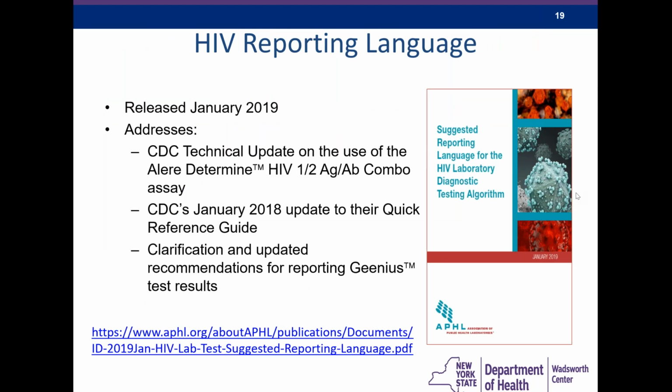And I just want to mention that there is a very nice document that was put out by APHL, the Suggested Reporting Language for HIV Diagnostic Testing Algorithm, and this link is here and will also be on the resource page. This was released in January of 2019, and it was taking into account some of these new updates that have taken place, so ones related to the Alere Determine test and the update of the quick reference guide for the algorithm. And also there is more clarification on the reporting of Geenius results and some of the atypical results that might occur with the Geenius test and how to handle those results. So I encourage you to look at that as well. Next.